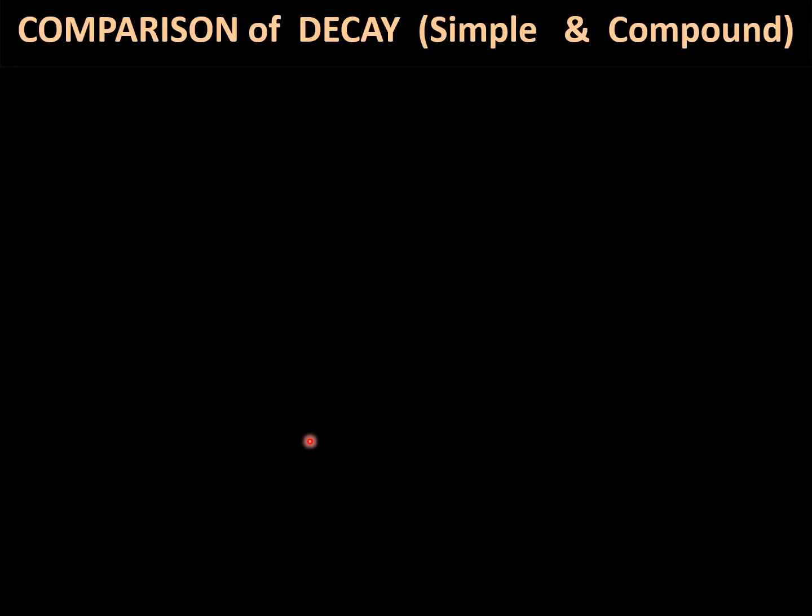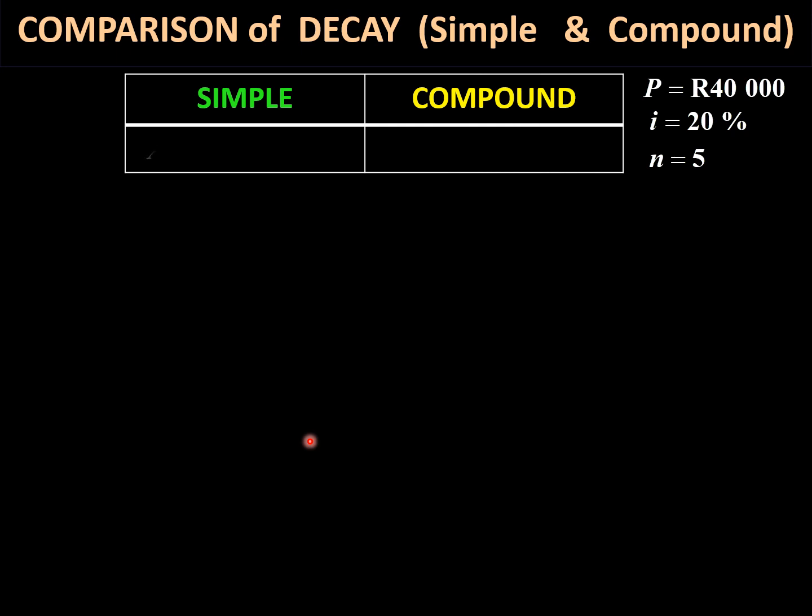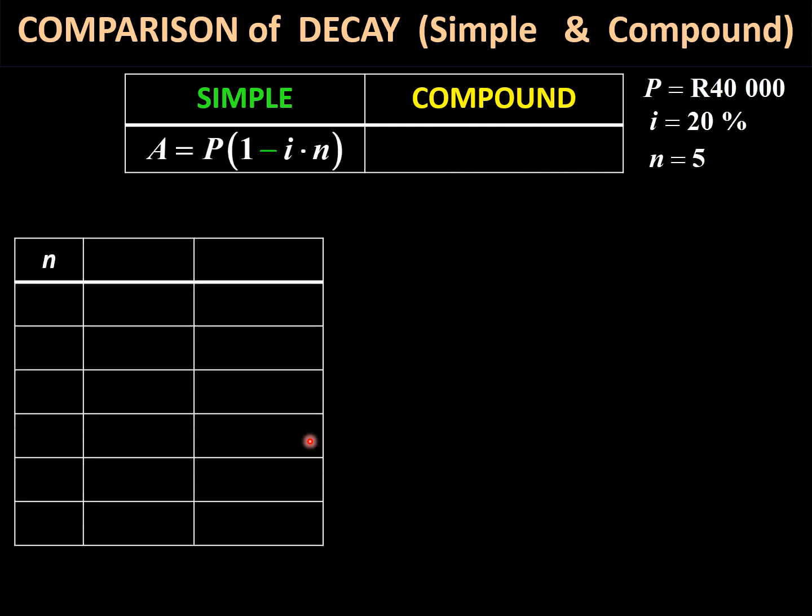Next, we previously looked at growth. We're also going to look at decay. We're going to have a comparison between simple and compound decay. So let's say we have 40,000 Rand, and the depreciation or the decay is at 20% per annum. And we're going to look at it over 5 years, simple and compound. For simple, that's the formula 1 minus i times n. And for compound, we're going to look at that afterwards.